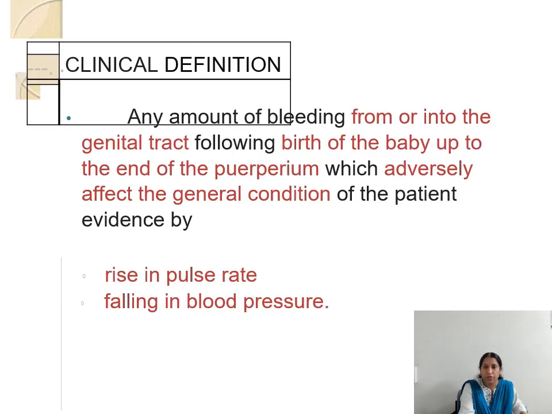Any amount of bleeding from or into the genital tract following birth of the baby up to the end of the puerperium, which adversely affects the general condition of the patient, which is evidenced by tachycardia, that is rise in pulse rate, and fall in blood pressure, that is hypotension.